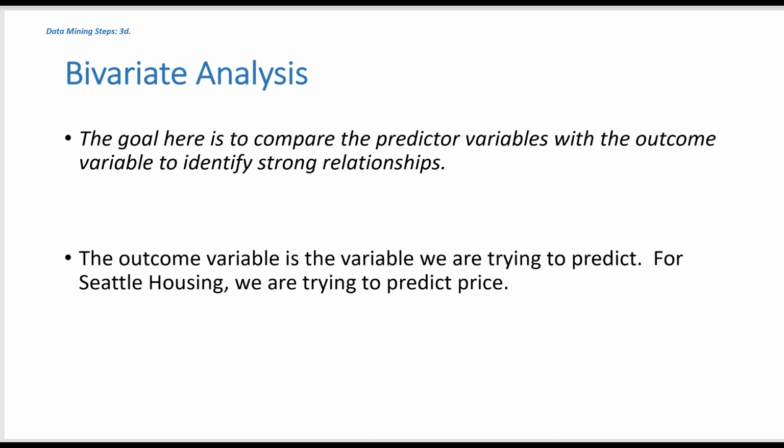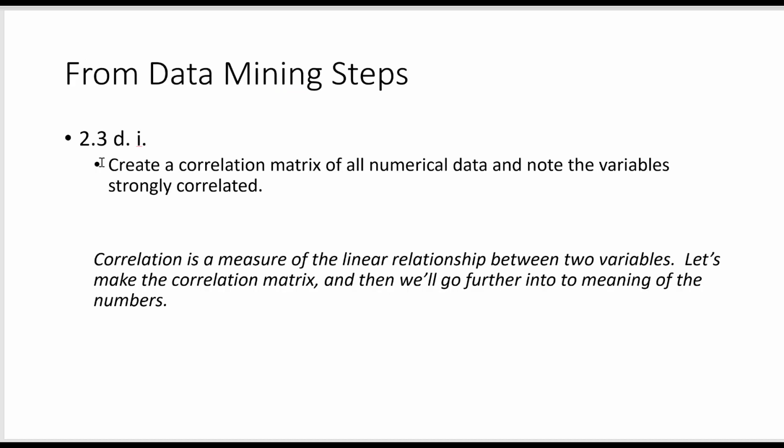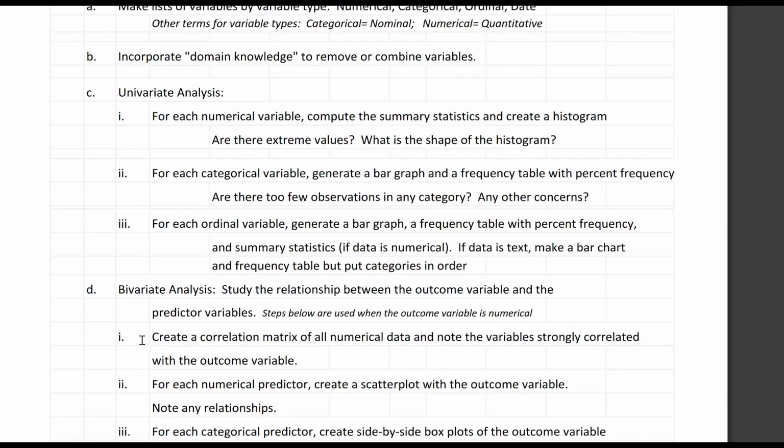So we're starting on the data mining steps, and we are on 2.3D1, small Roman numeral 1, and that is here on the data mining steps. We're going to create a correlation matrix of all numerical data and figure out which variables are strongly correlated, which variables have a strong linear relationship with price.